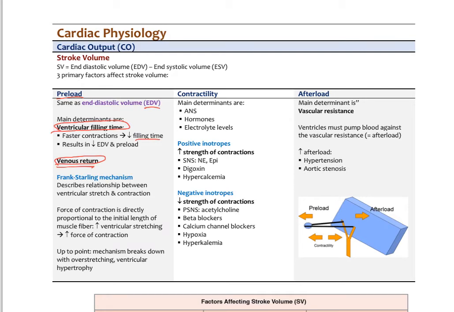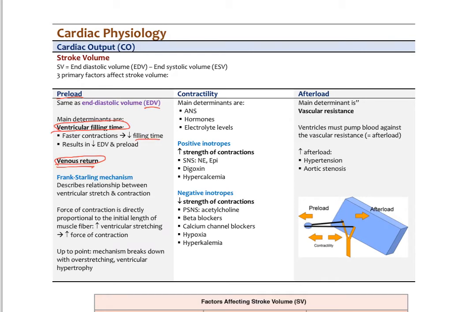So that's the Frank-Starling mechanism. There's a relationship between ventricular stretch, essentially, and the force of contraction. So the contraction is directly proportional to the length of the muscle fiber. So with increased ventricular stretching, you're going to increase the force of contraction.